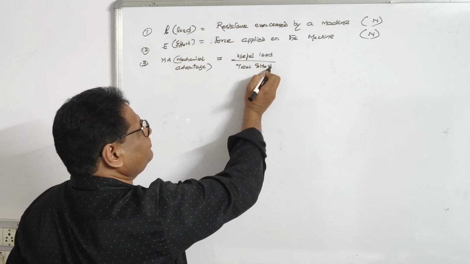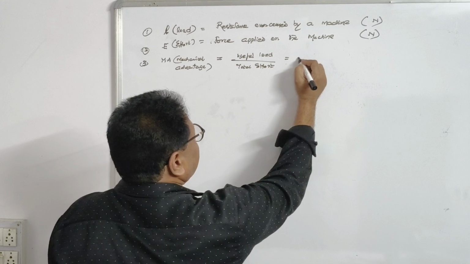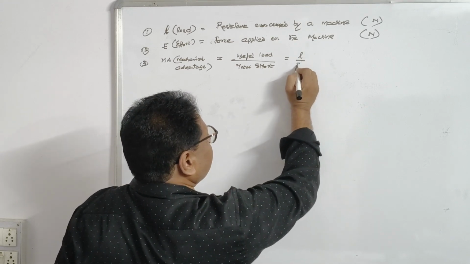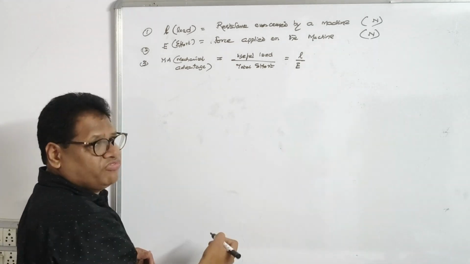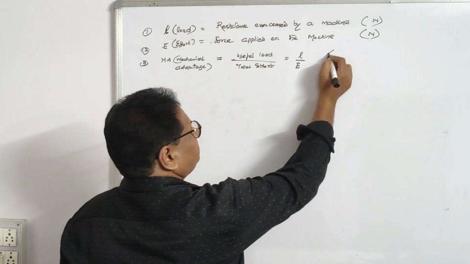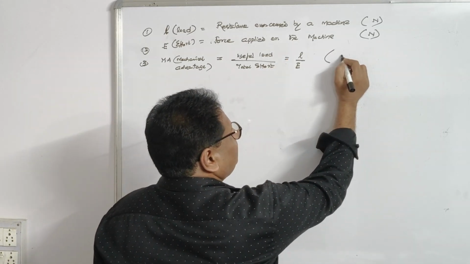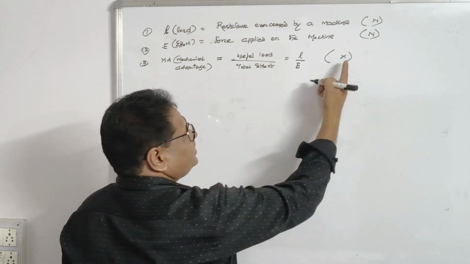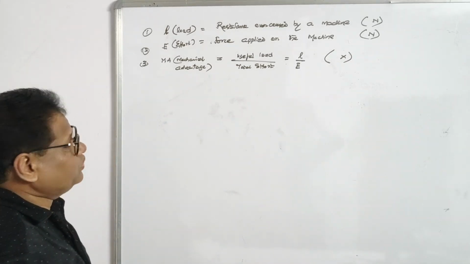Mathematically it is L by E, L for load, E for effort. Because it is a pure ratio, it has no unit. Here we are giving a cross because there is no unit for this, it's a pure ratio.